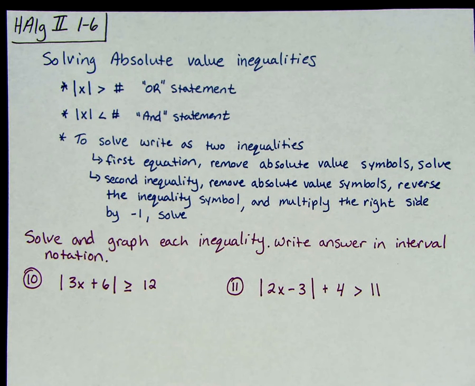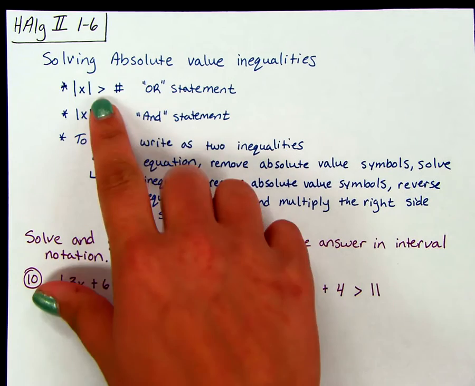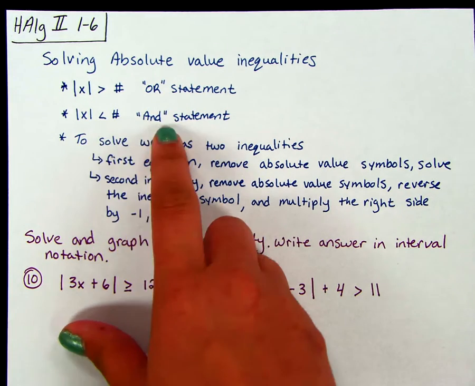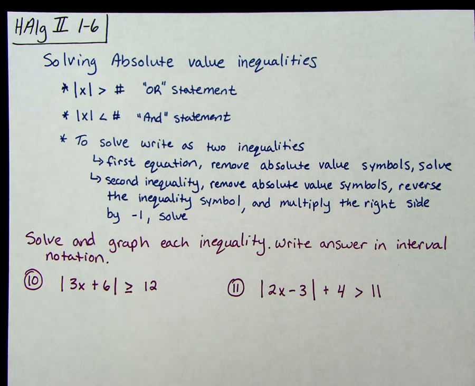All right, the last part of the lesson, we are going to talk about solving absolute value inequalities. Now, you don't need to memorize this, but it is helpful to know. Anytime we are dealing with a greater than symbol, it's going to be an or statement. The less than symbol will be an and statement. But again, we don't need to memorize that as long as we know how to interpret our final answer.